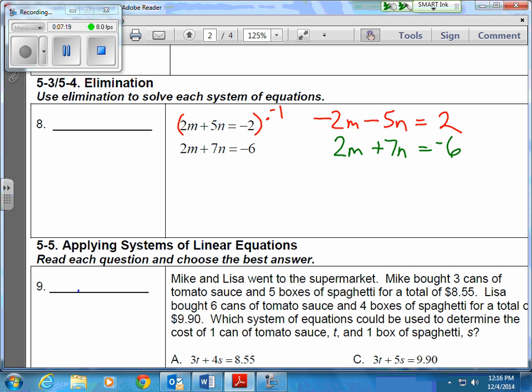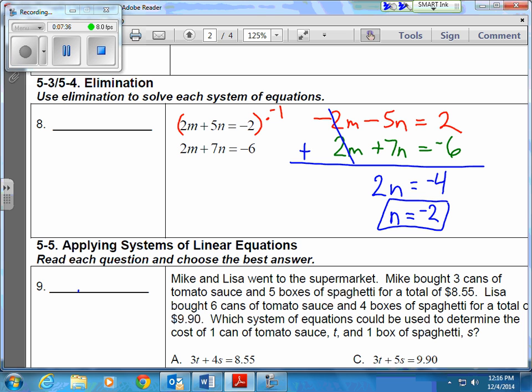It didn't change. But now when I add the two equations together, the n's will eliminate, and I'll get 2n equal to -4. Divide by 2 on both sides, n would be -2. So if n is -2, then I can plug that back into one of the two equations. Let's use the top one.